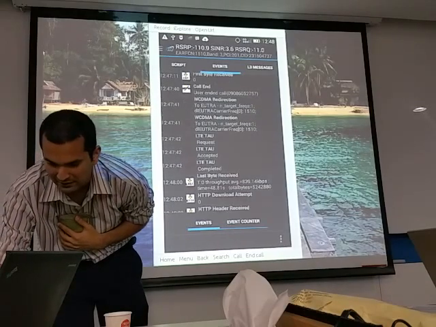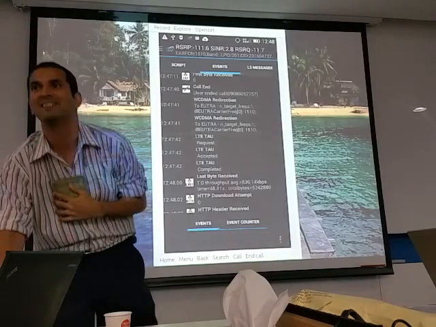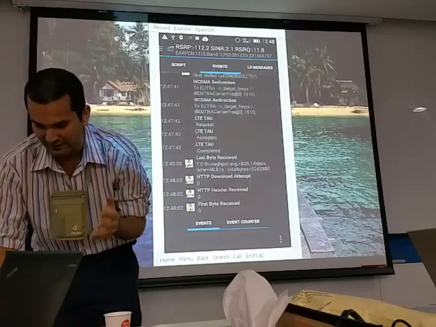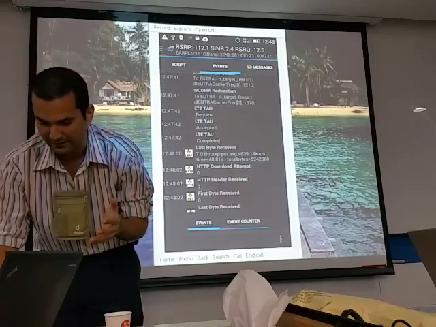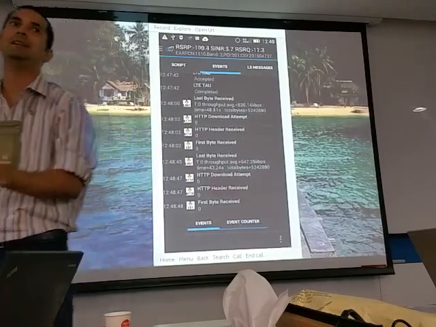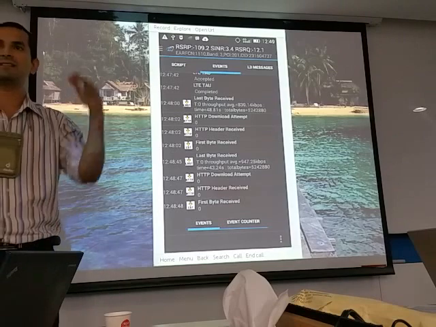Then we have LTE TAU. That's not tower, right? It's a tracking area update, right? Request accepted, completed, and then we are on LTE. So now the FTP is continuing in LTE. So these are the CS fallback sequence.